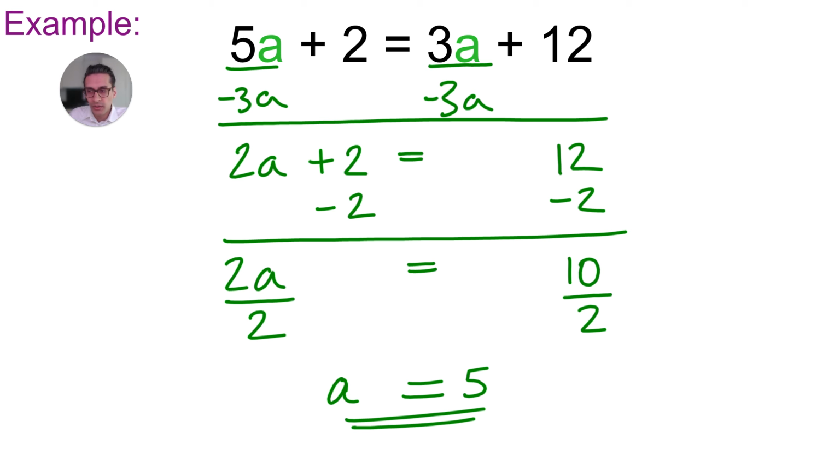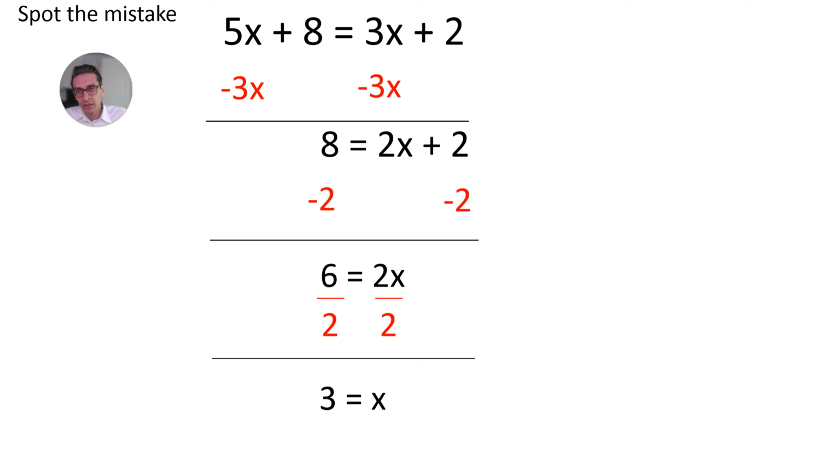And I want you to spot the mistake with this calculation. Pause the video if you need more time, and then we're going to mark it. Okay, let's go through it. 5x take away 3x is 2x plus 8. So the mistake kind of happened at the beginning.